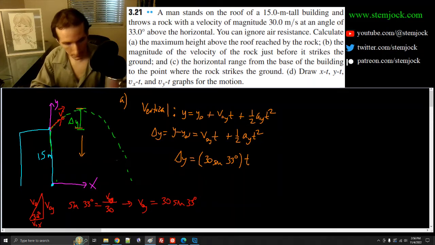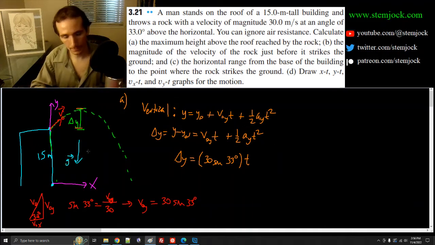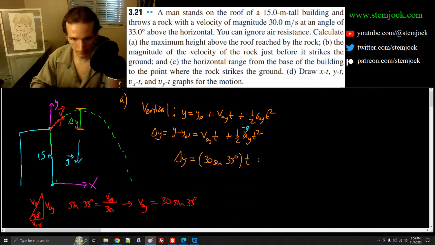Gravity points downward always, and that's in the direction opposite to my positive y, which I chose to point upwards. So ay is going to be negative g. g is the standard acceleration due to gravity, 9.81 meters per square second. Minus 1/2 gt squared.